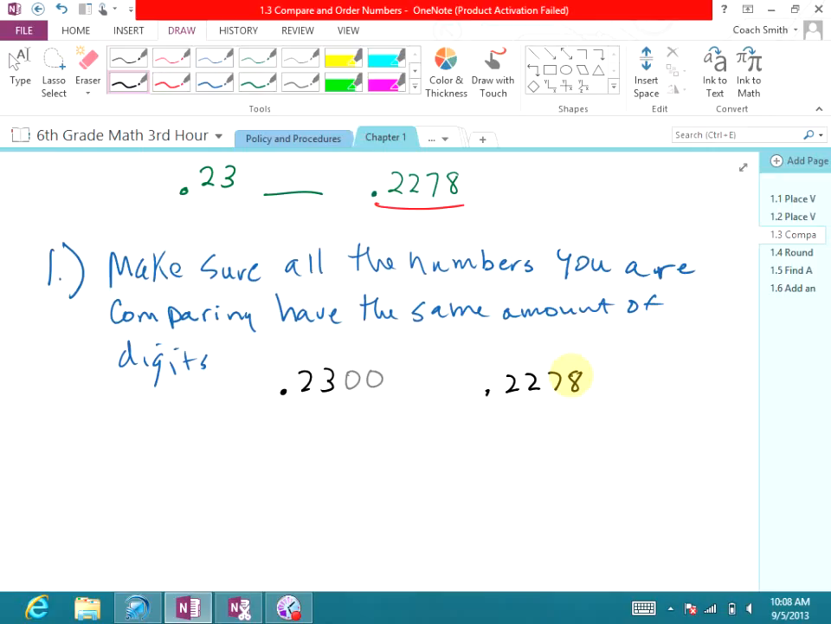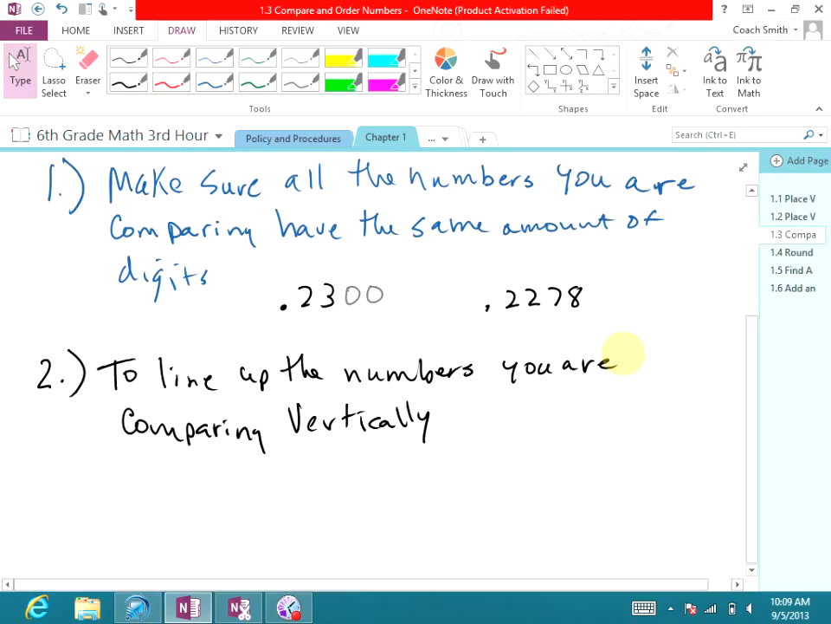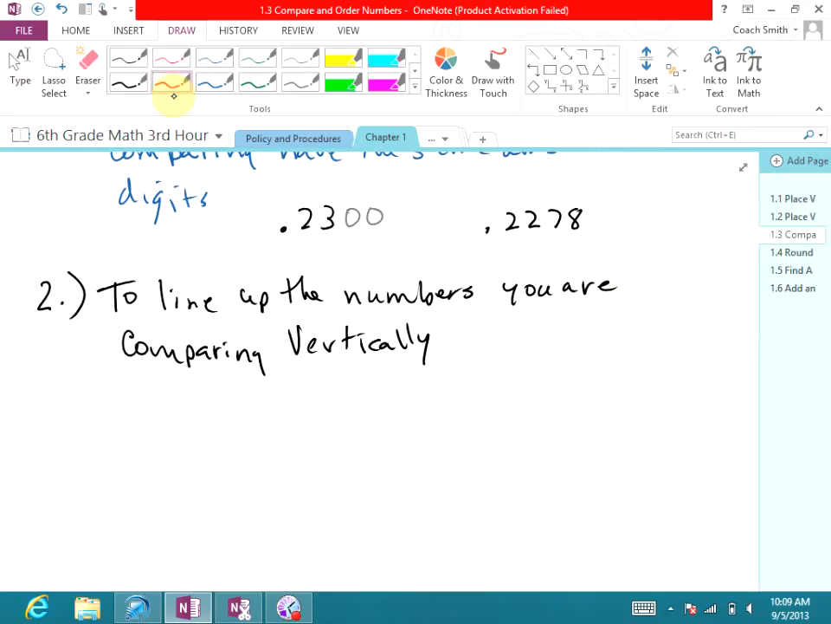Now, to take it a step further, the second step that you need to do is to line up the numbers you are comparing vertically. In other words, those two numbers that I'm comparing, I'm going to line them up vertically. So I'm going to take 0.2300 and 0.2278.